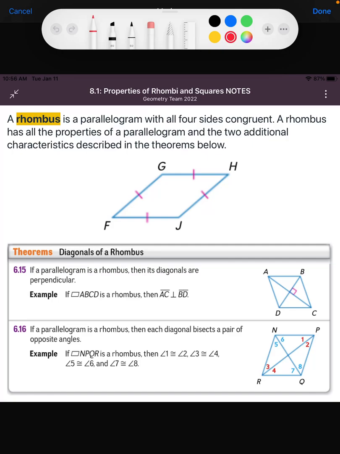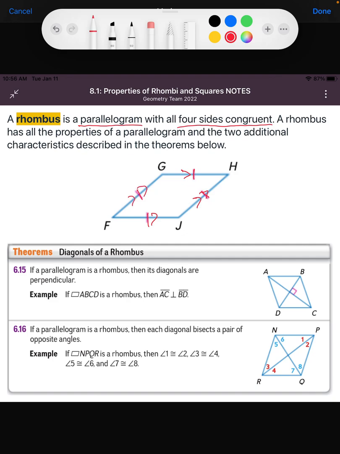In this video, we'll discuss the properties of a rhombus and squares. So a rhombus is a parallelogram with all four sides congruent. So that means all four sides here we can see are equal to each other. That makes it a rhombus. And it's a parallelogram, meaning that the opposite sides are parallel to each other.